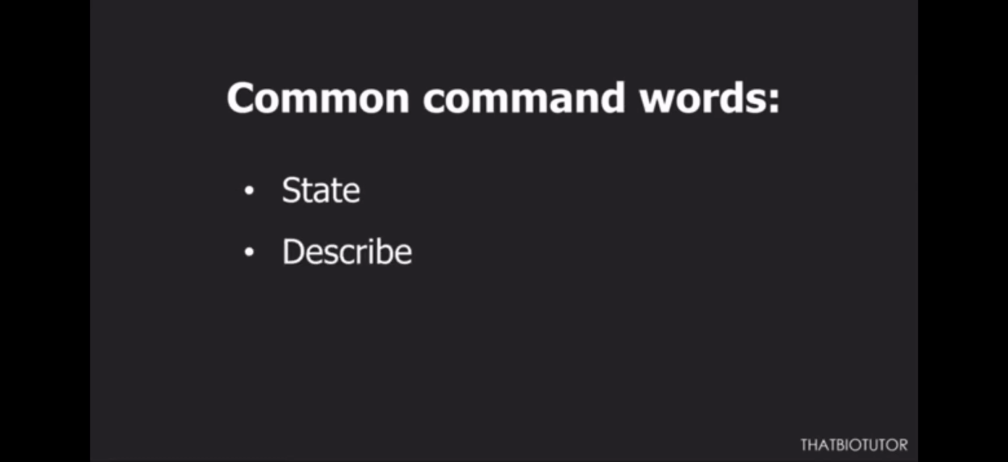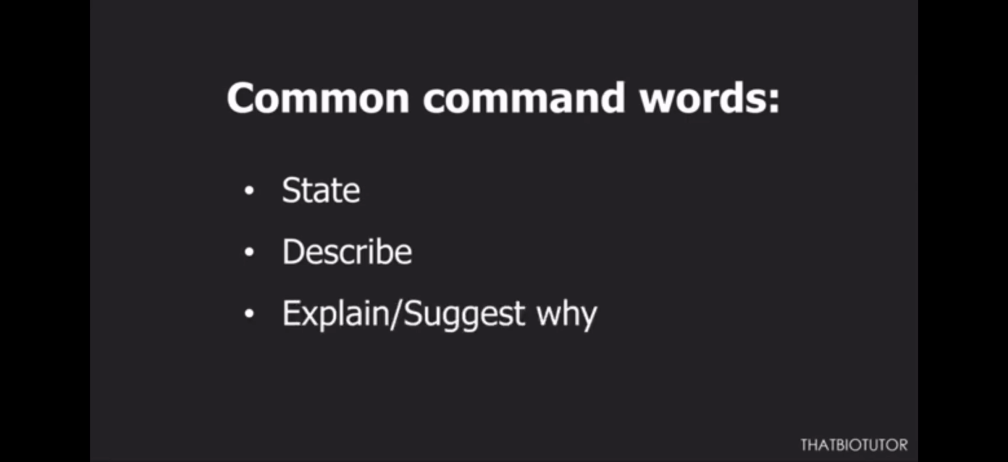Then we have describe. It means you need to give details of something. If it is a data response question, give details of the data by describing the relationship or trend by quoting the data and using descriptive words for the trend, such as steeply, gradually. But if it is a process that they want you to describe, then describe that process and don't miss out on the details. Describe is always about details.